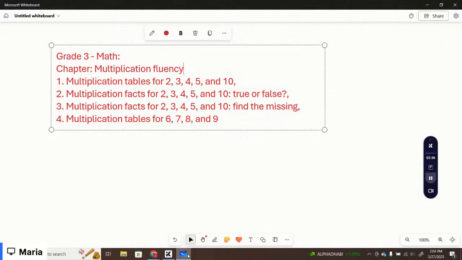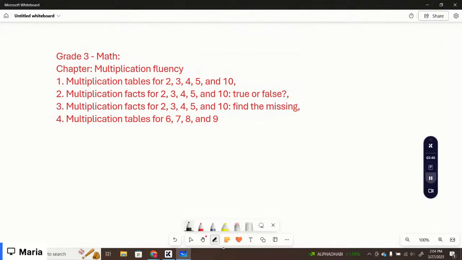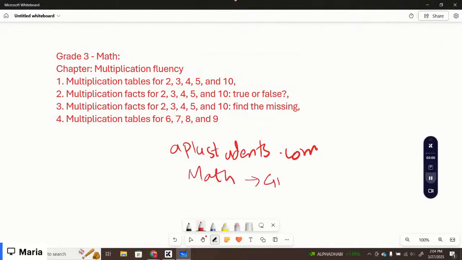We are here for grade 3 math. You can find all the lessons on aplusstudents.com. You have to log in there using your email address and the password provided by the administrator. Then you have to select math from the subject tab. Scroll down to grade 3 math and then click on view all lessons.